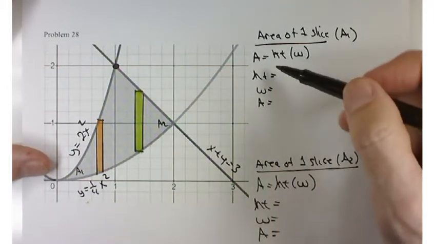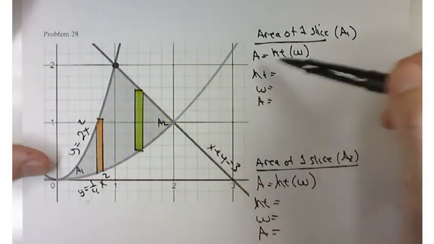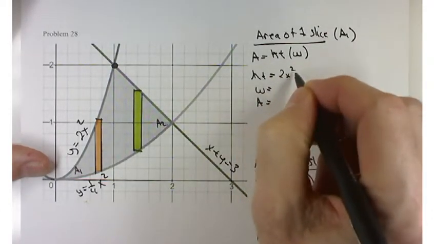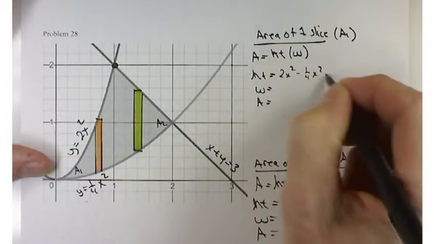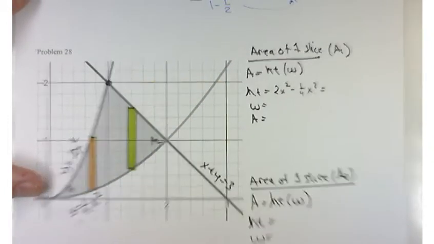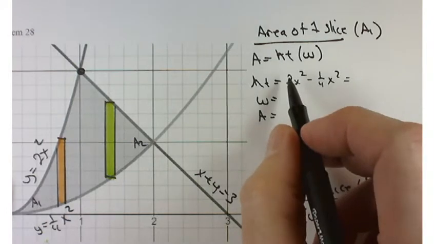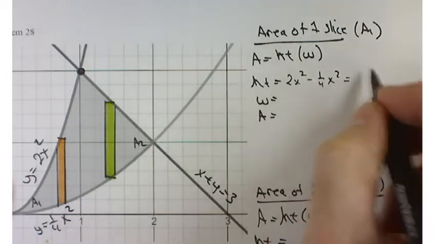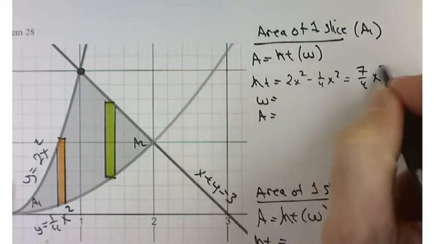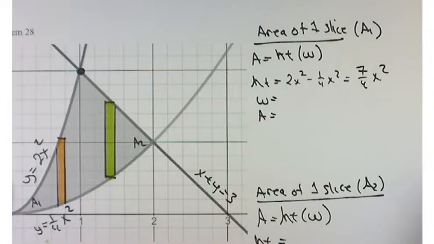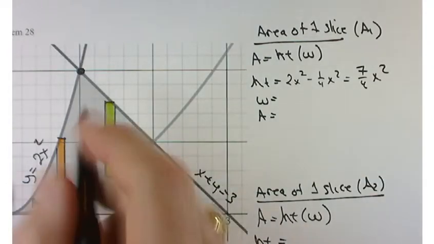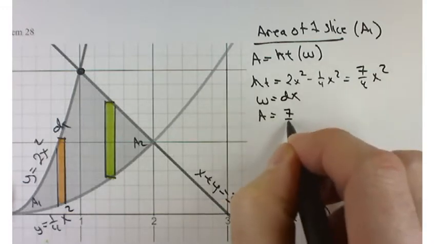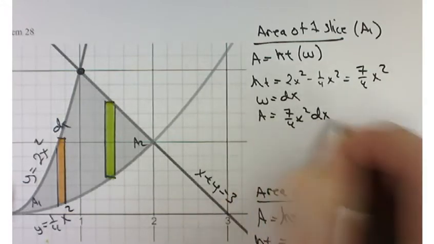Okay, so for this first one, the height would be 2x squared minus 1 quarter x squared. And because these are like terms, we can simplify that. Think of that as 8 over 4 minus 1 over 4. They're both x squared terms, so I get 7 quarters x squared. Nothing wrong with doing that right away. The width is just the width of the slice, so that's dx. So overall, the area is 7 quarters x squared dx.